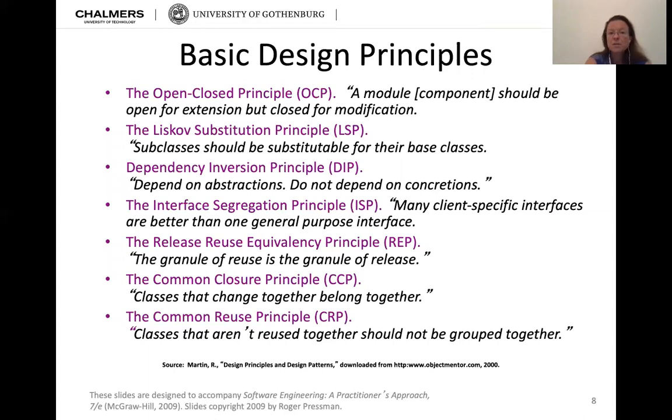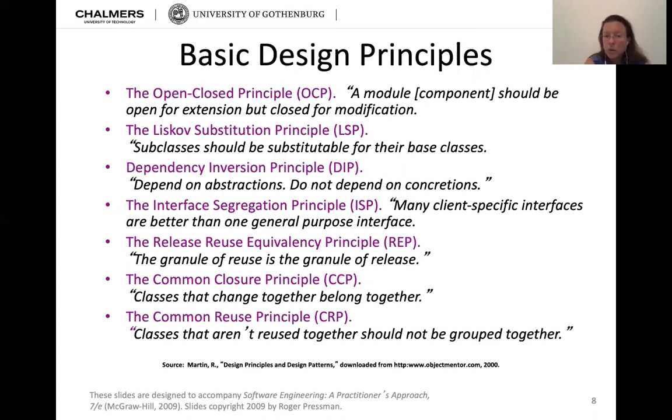Dependency inversion principle. So you want to depend on abstractions, not on concretions, which means if you implement an abstract interface, you want to make sure you can depend on that and don't have to know about further details that have been implemented. Interface segregation principle. Many client-specific interfaces are better than one general purpose interface. So if you have different types of clients, then it makes sense to have several interfaces for those.